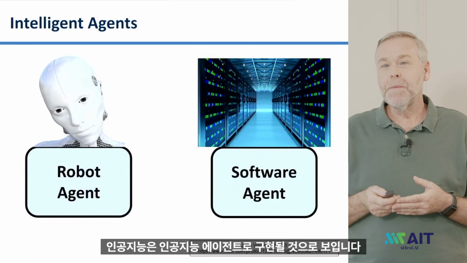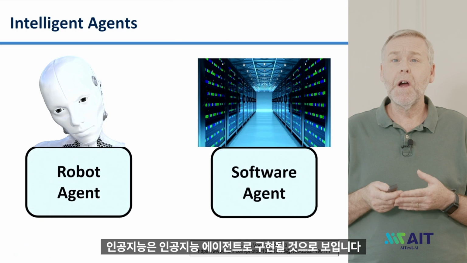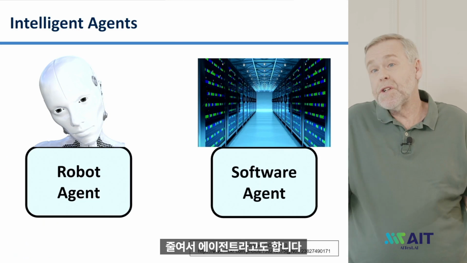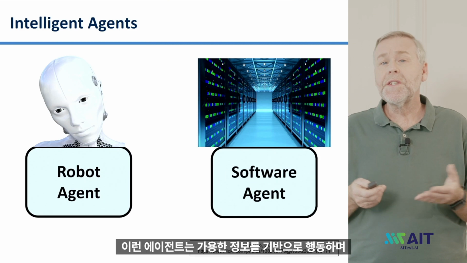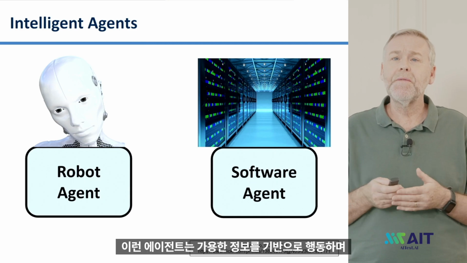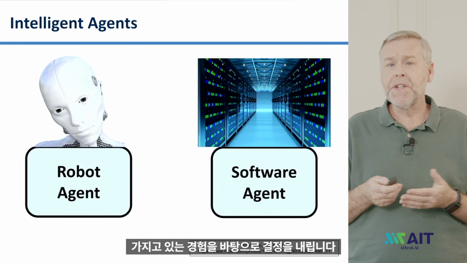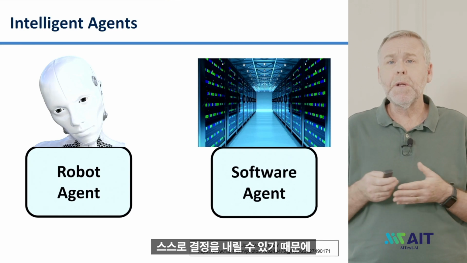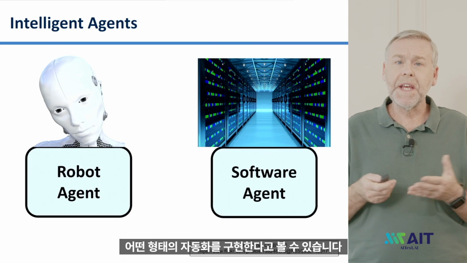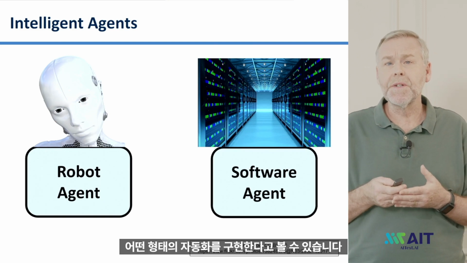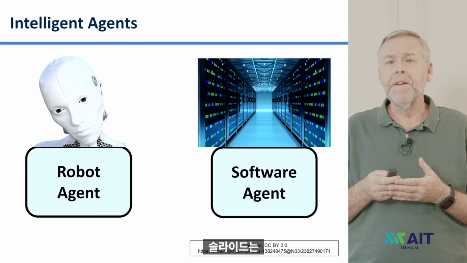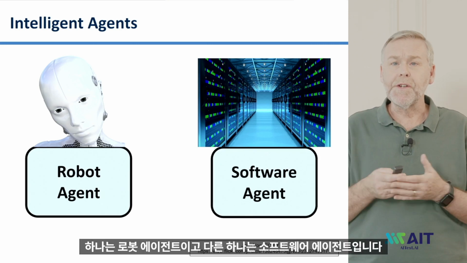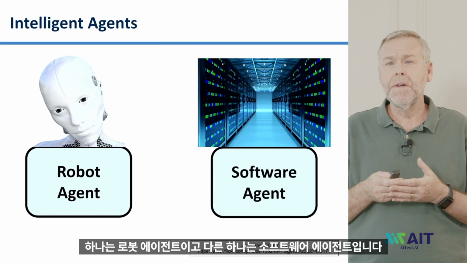Artificial intelligence can be thought of as being implemented by artificial intelligent agents, or intelligent agents, or just agents for short. Such agents act based on available information and make decisions based on their experiences. This means that they implement a form of autonomy, as they can make decisions for themselves. On the slide, we can see two forms of intelligent agents: robot agents and software agents.